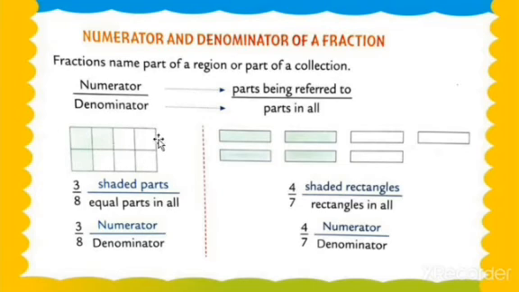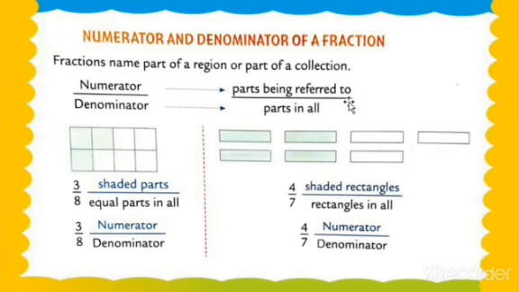1, 2, 3, 4, 5, 6, 7, 8. There are a total of 8 blocks. That's why we are writing 8 in the denominator. And how many parts are shaded? 3 parts. Shaded parts over all parts, so 3 is the numerator and 8 is the denominator. Understood, my dear students?